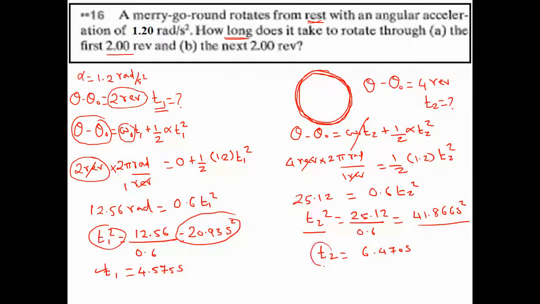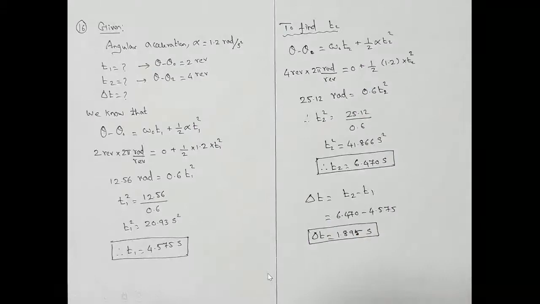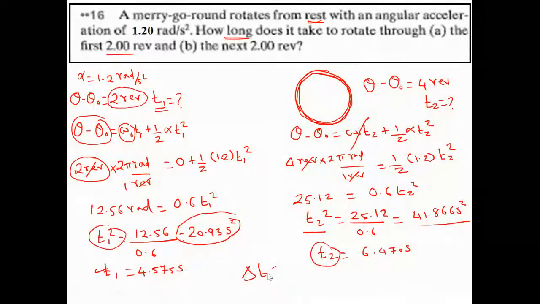Once you find T2, you have to find the change in time, because they are asking how long time will be required for the first 2 and the next 2 revolutions. That means you have to take the change in time. Therefore, the change in time is equal to T2 minus T1. T2 you have, T1 you have, subtract this with this. Your answer is 1.895 seconds. Understand?